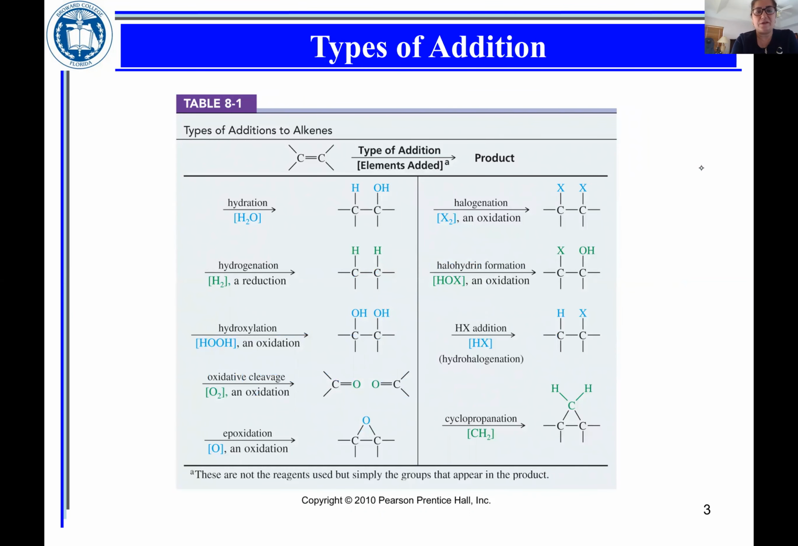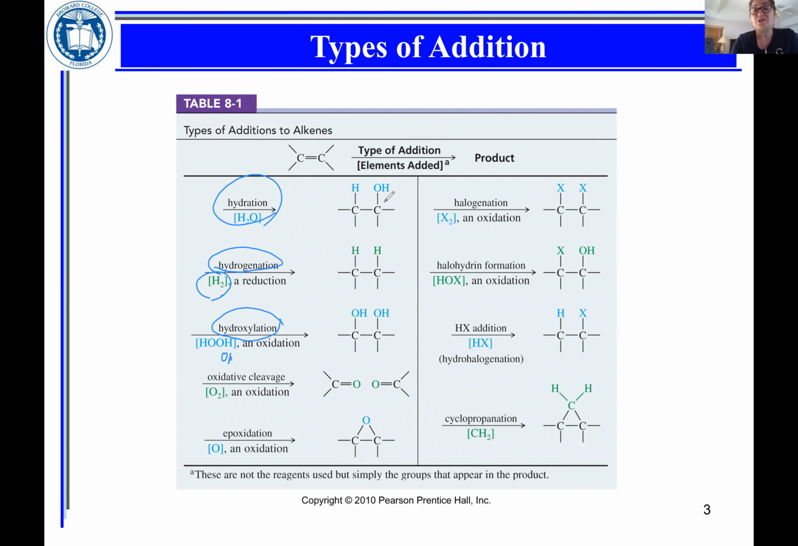These are some of the examples. If you add water, what you need to know also is the name for this reaction. If you add water, the addition reaction is called hydration, just simply adding water. You add H2, the reaction is called hydrogenation. And if you add hydroxyl groups, two OH groups, one to each carbon, it is called hydroxylation. So you need to know the reagent for hydration, the reagent for halogenation, and the specific reagent for hydroxylation. But the general name, if you're adding water, is hydration.